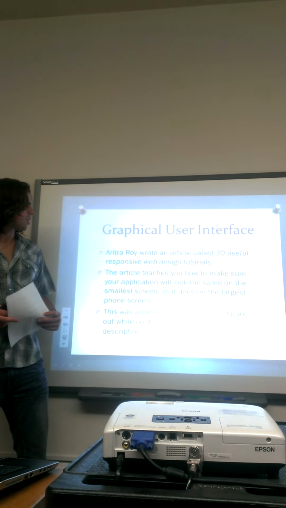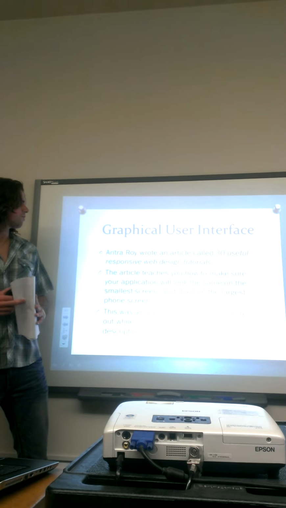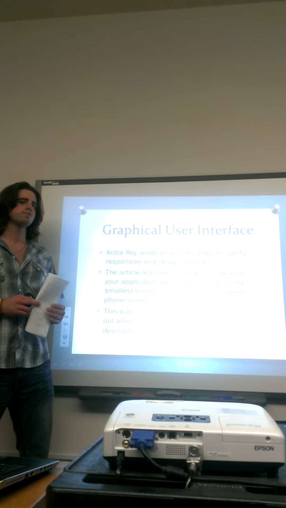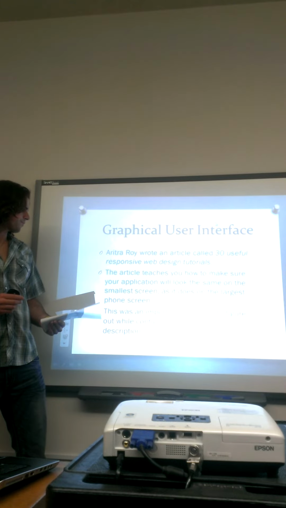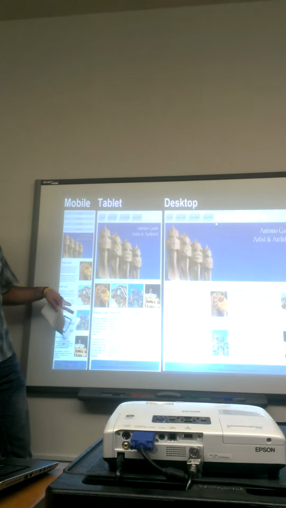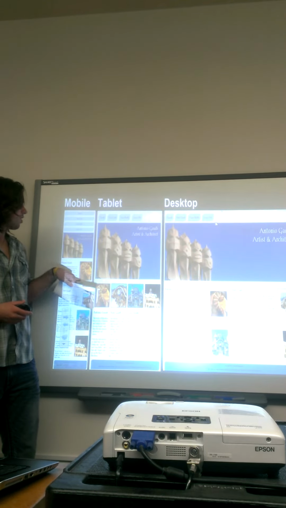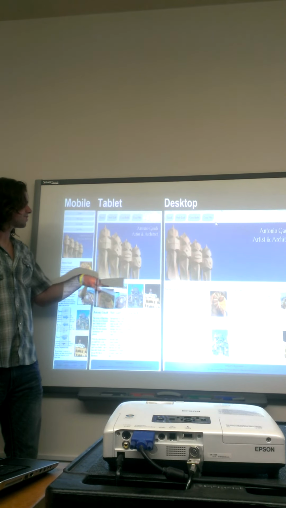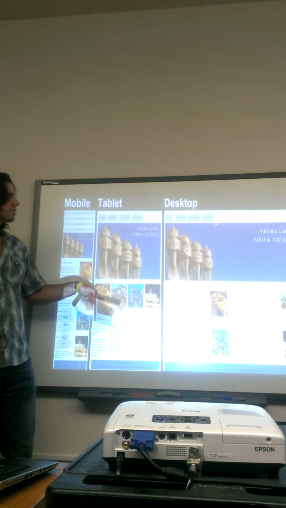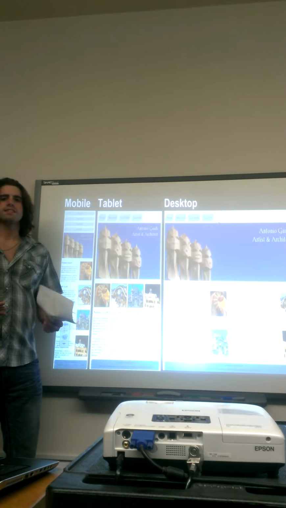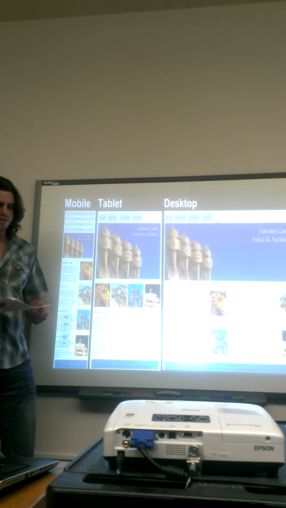Then Rita Roy wrote an article called 30 Responsive Web Design Tutorials, where we got a lot of ideas for how to make these work. Here's an example of a website brought up on a mobile phone. You get all the content, but since it's a narrow screen, you have to do more scrolling. On a tablet it's a little bit wider, and on the desktop you get all the content at once. We have to take this into thought because we want anyone to be able to use it whenever.